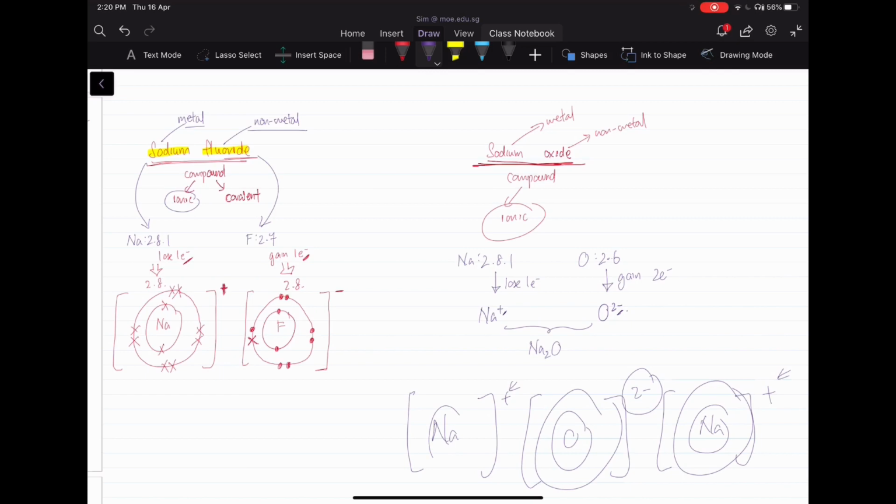So try this out for yourself. Then once you're done with the work, take a photo using the scanner app and upload it back into this assignment. Alright, thanks.